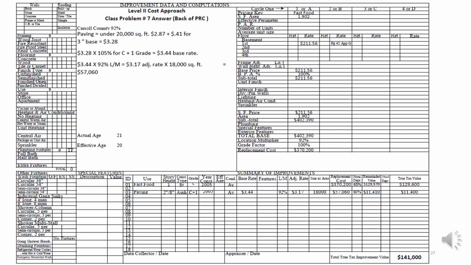Next, we need to do our paving. So our use is paving. The story height, we're going to put our 2-inch over our 8-inch base. Our construction type is asphalt. It's a C+1 grade, built in 2005 in average condition.